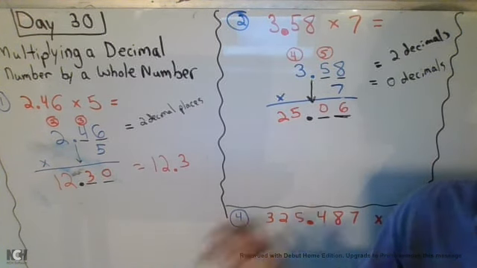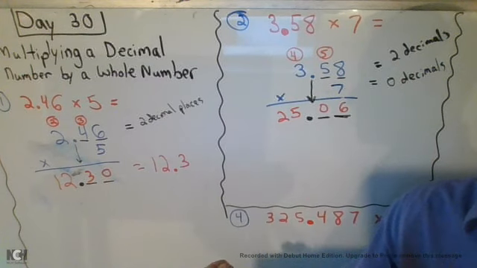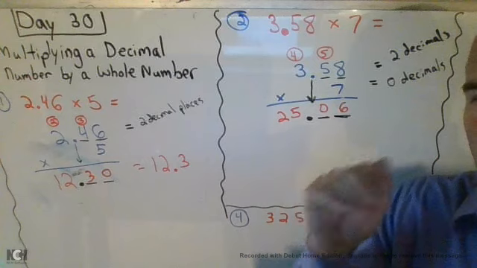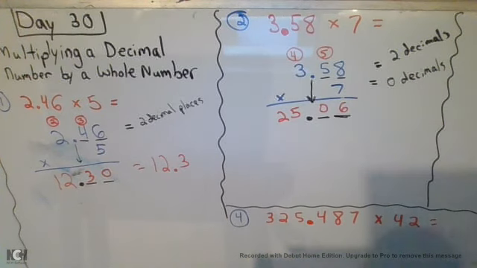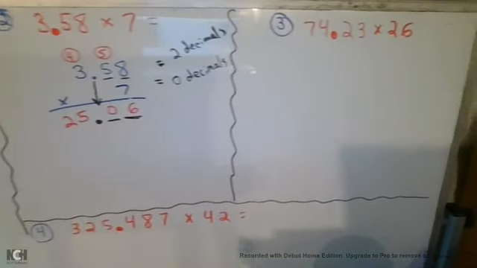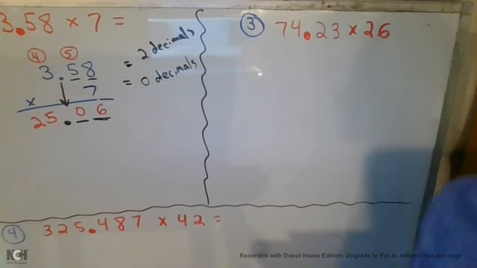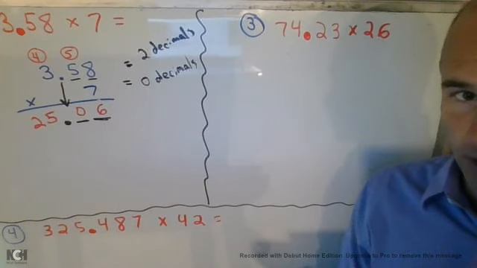Now, same kind of concepts that we're doing here. Stick with the same pattern. The only difference here is we're going to have one extra step for the next problem. You're doing 74 and 23/100 times a 2-digit number.